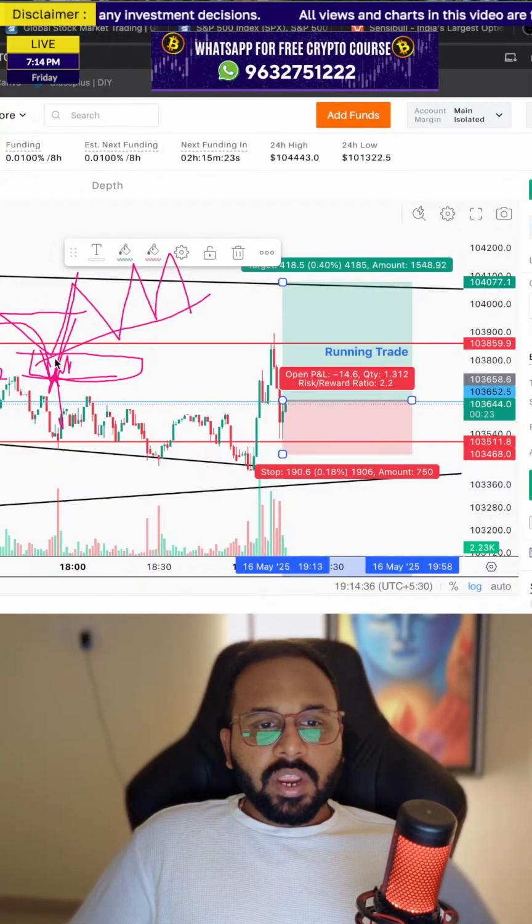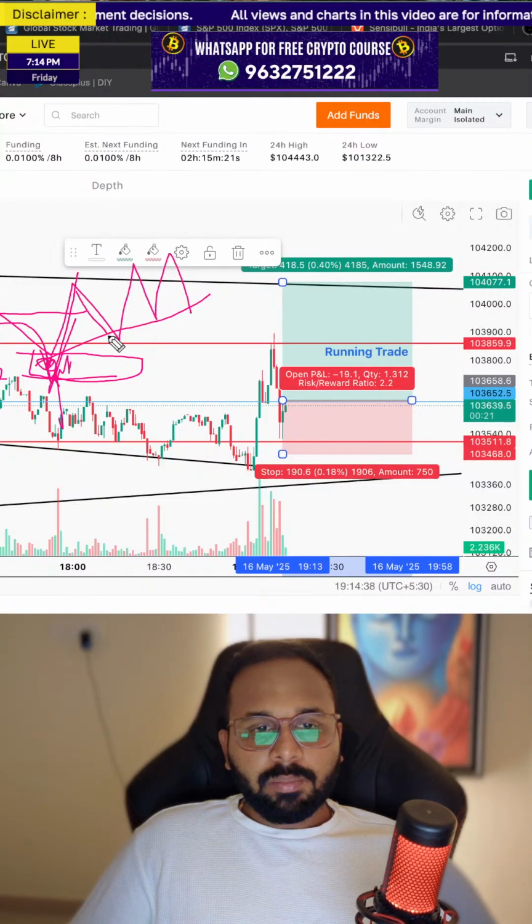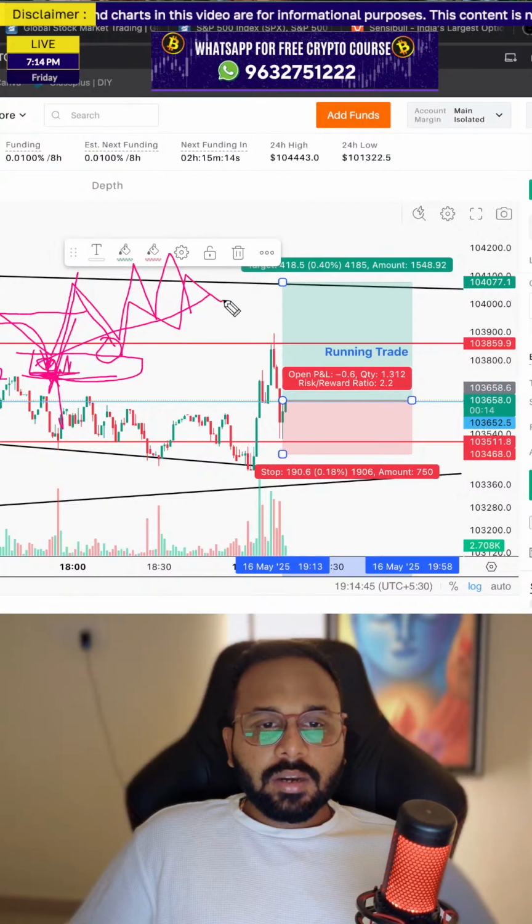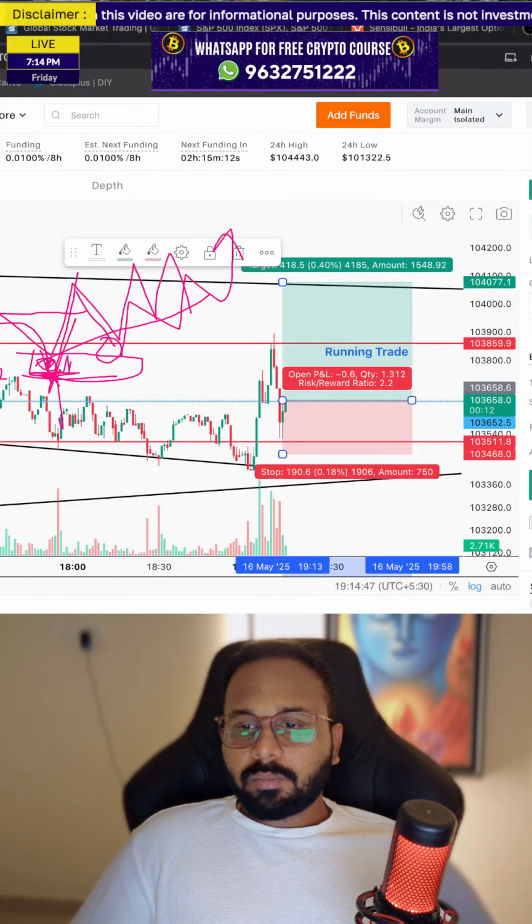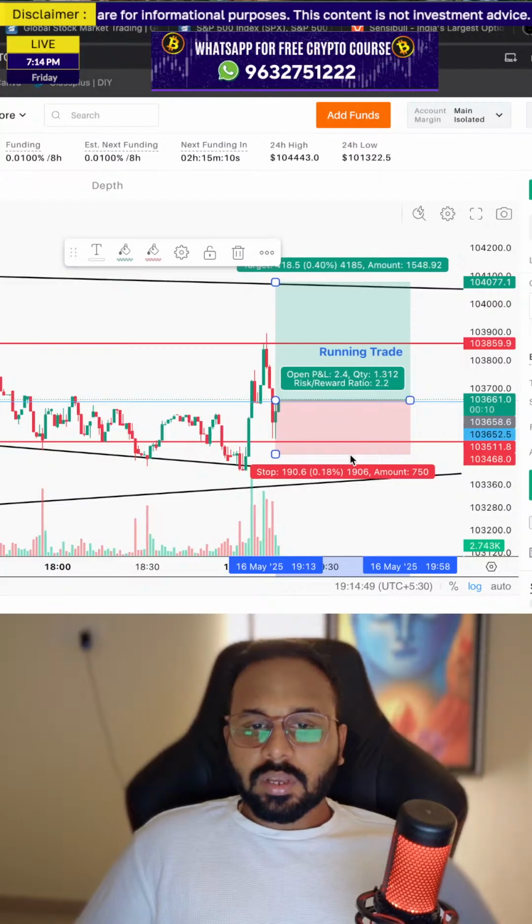Again, they will take a high. People will think, okay, I should have entered here, let me enter at the pullback. But they know, what if I miss out on the opportunity? So again, they will re-enter here. Like that, based on price action, the market will keep moving towards the upside.